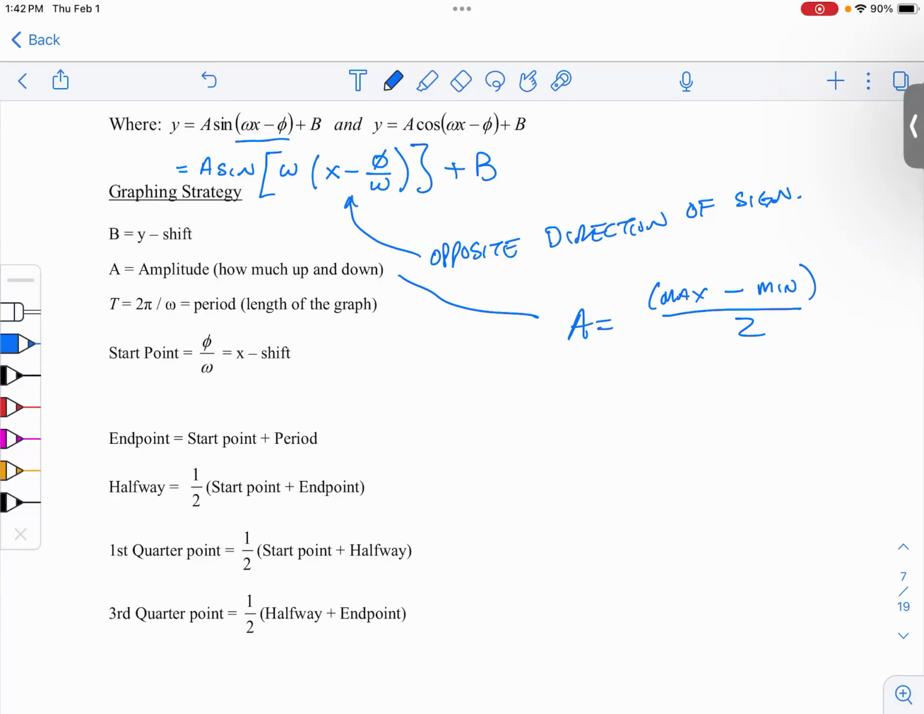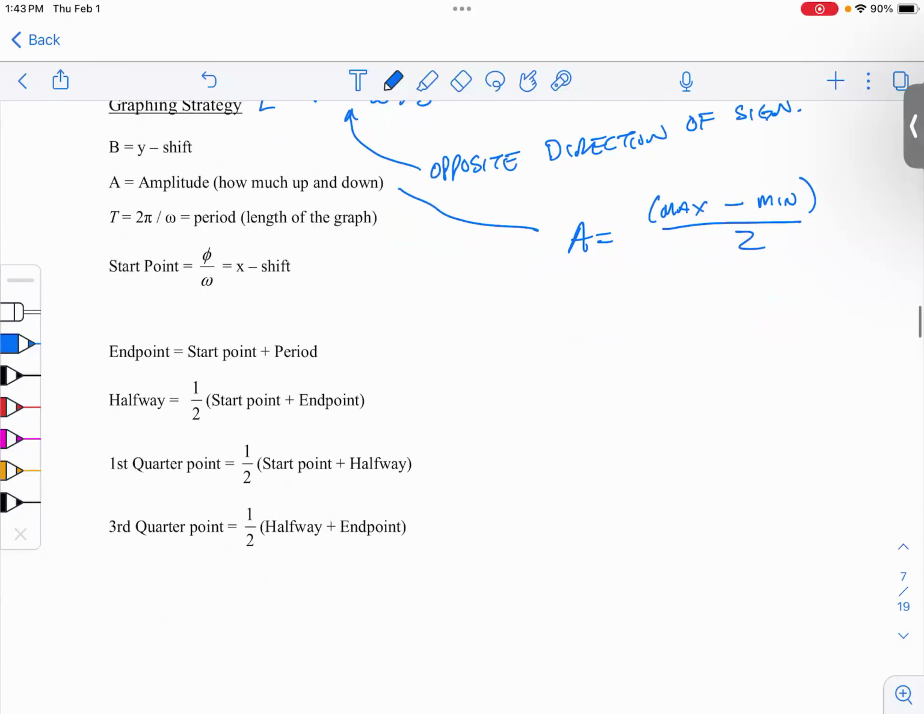And then our X shift, which is also our starting point. Because for our base sine and cosine graphs, they start at what value on X? 0. They start at 0, for the first period. Technically they go forever in both directions, but we're always going to be graphing one complete perfect period. So after we identify that, we need 5 points.